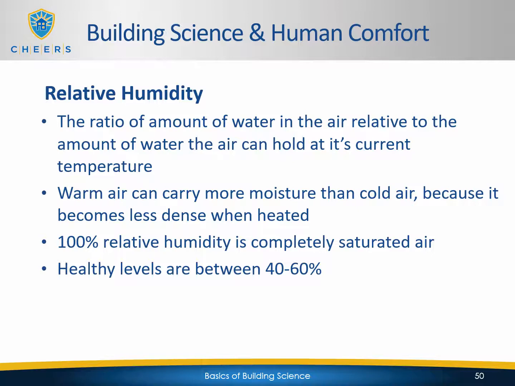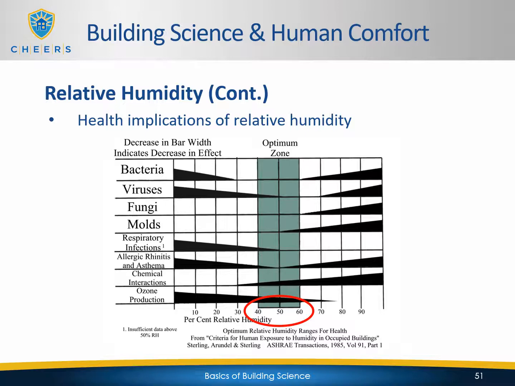Now, relative humidity is the ratio of the amount of water in the air relative to the amount of water that air can hold at its current temperature. Warm air can carry more moisture than cold air because it becomes less dense when heated. As it becomes less dense, the molecules expand, hence allowing it to hold more moisture. So 100% relative humidity is completely saturated air. At 100% relative humidity, it's basically raining, right? That's what 100% relative humidity is. Healthy levels are between 40 and 60%. And this is the chart that shows that.